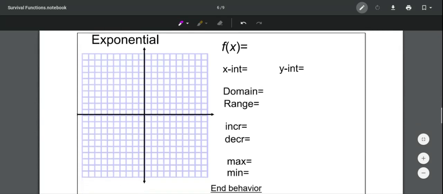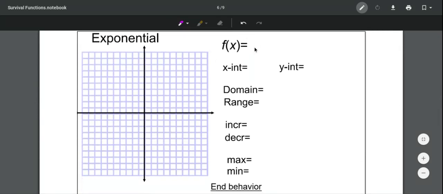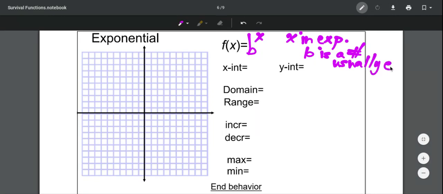The exponential graph is f of x equals b to the x. And it's called the exponential because x is in the exponent. And b is a number, usually e. And y'all haven't really talked about e, but we will talk about e in this class. And so the graph goes real close to the x-axis right here, real close. And then at 1, it goes through 1, and then it swoops up real quick.